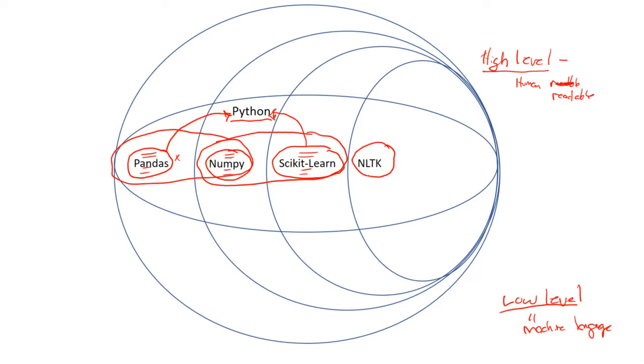NLTK is Natural Language Toolkit, and this is for text mining or for natural language processing. So here we have four. In the course we're going to have five. And there are many others. We could create a whole bunch of these. We could come here and draw another line, and we could say Keras is a library for building artificial neural networks. We can import that into Python.